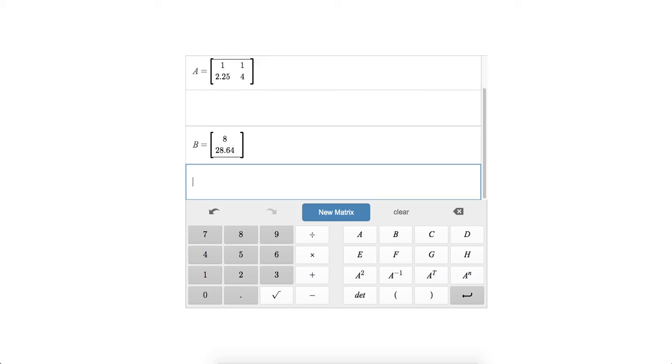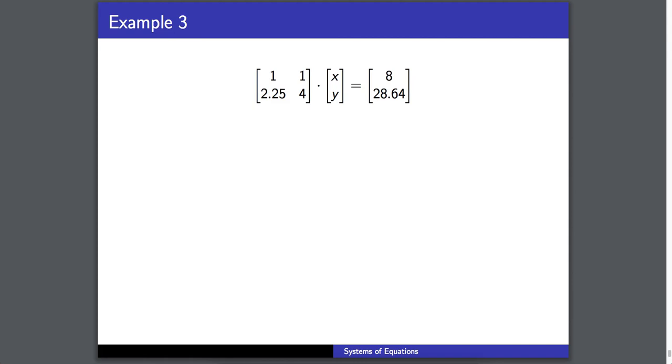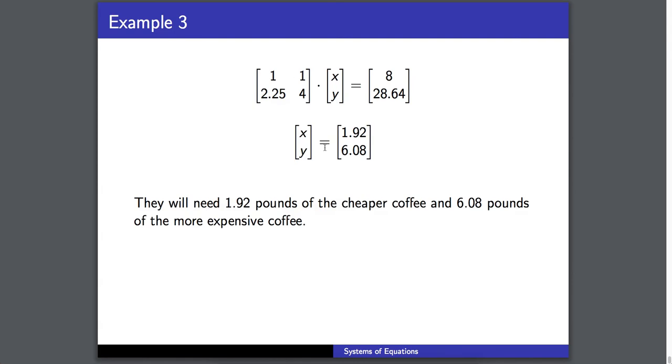$28.64. And then if we do A inverse times B, we get 1.92 and 6.08. So X is 1.92 and Y is 6.08. And what that means in terms of the problem is if they want to make this 8-pound blend of coffee and sell it for $28.64, they're going to need to use 1.92 pounds of the cheaper coffee, the $2.25 coffee, and then 6.08 pounds of the more expensive coffee.